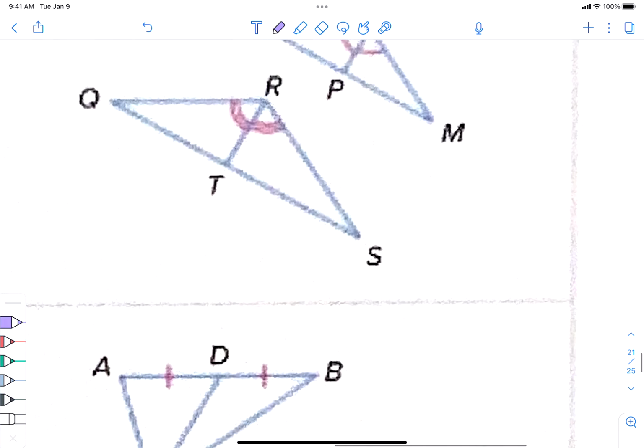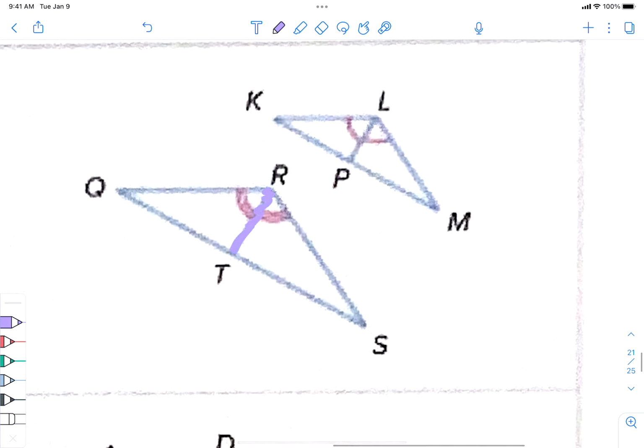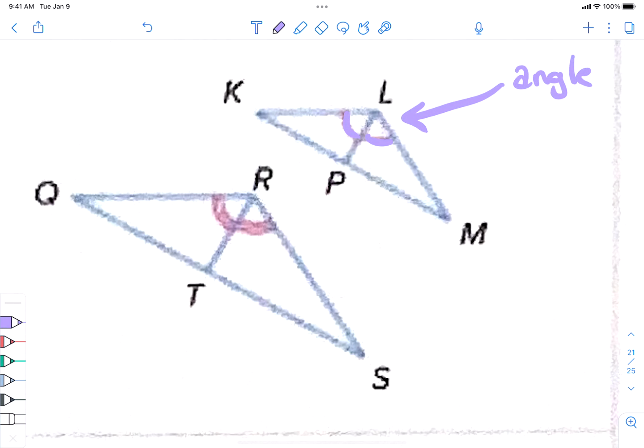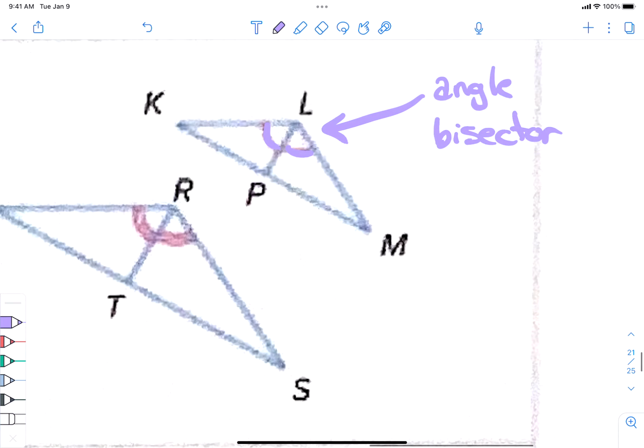So let's go down to this one. What is this little line right here and this little line right here? Those aren't altitudes because they're not a 90-degree angle. Look at the markings. What are they doing? Angle bisecting. They're bisecting the angles. So these are angle bisectors. Okay? So not an altitude, but an angle bisector.